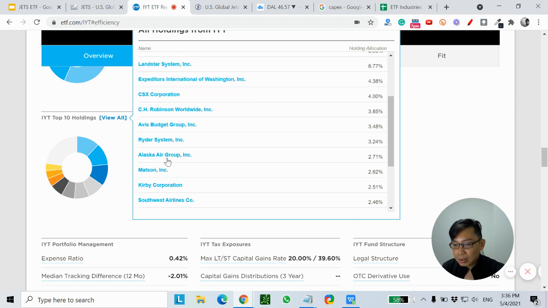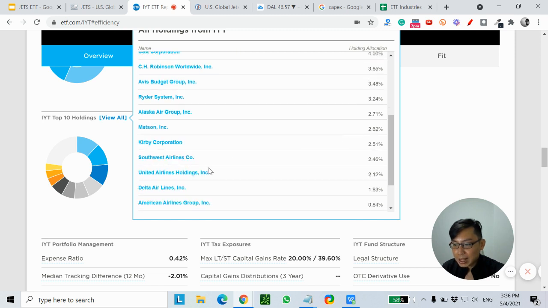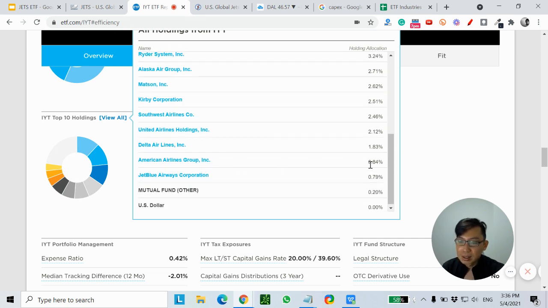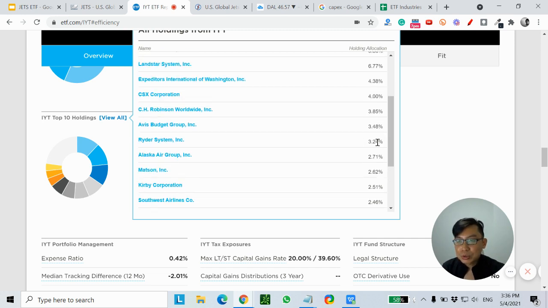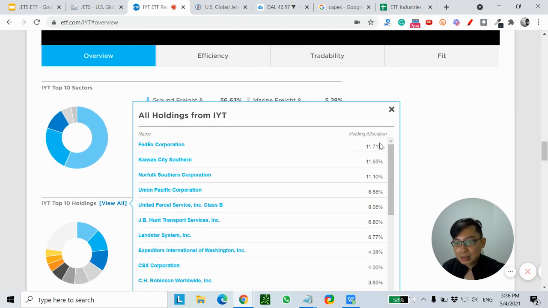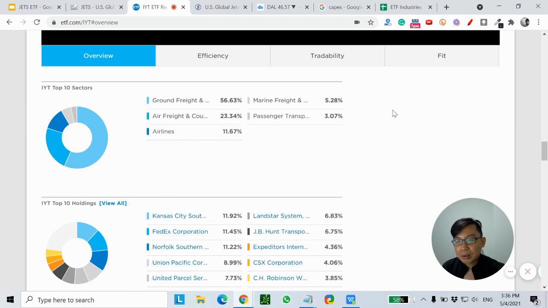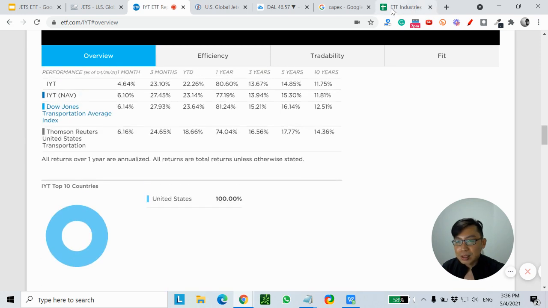Yes, for example, Alaska Air Group 2.7%, Southwest 2.4%, United Airlines 2.12%, Delta Airlines 1%, American Airlines less than 1%. So this transportation ETF is not mainly about the airline industry. I think the closest we can get is this transportation ETF, but if you really want to go pure play into airlines, you could consider this JETS ETF.